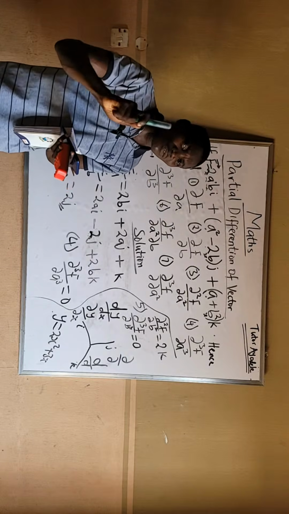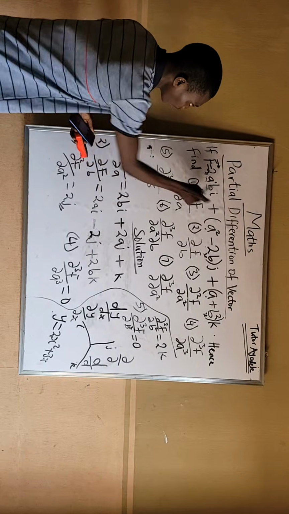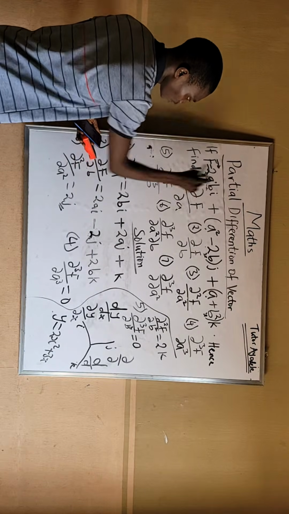Take note of that. It will give you what? 1. So this becomes 1. 1 times 2b will still give me 2b. Always put your direction there, which is i.